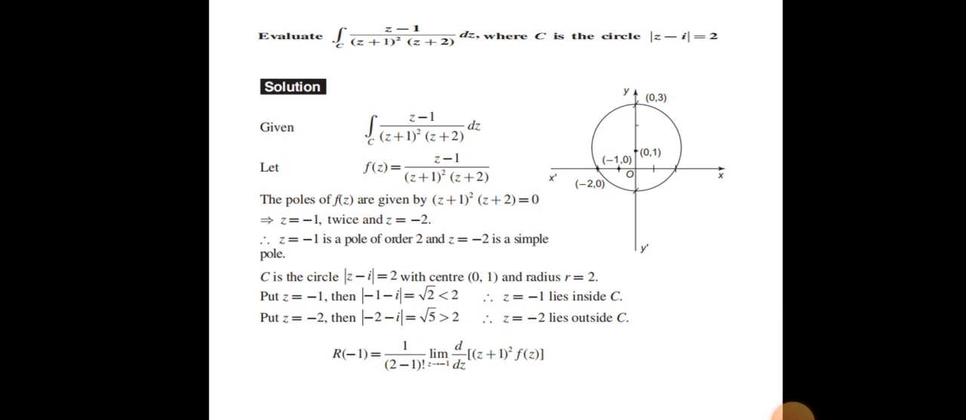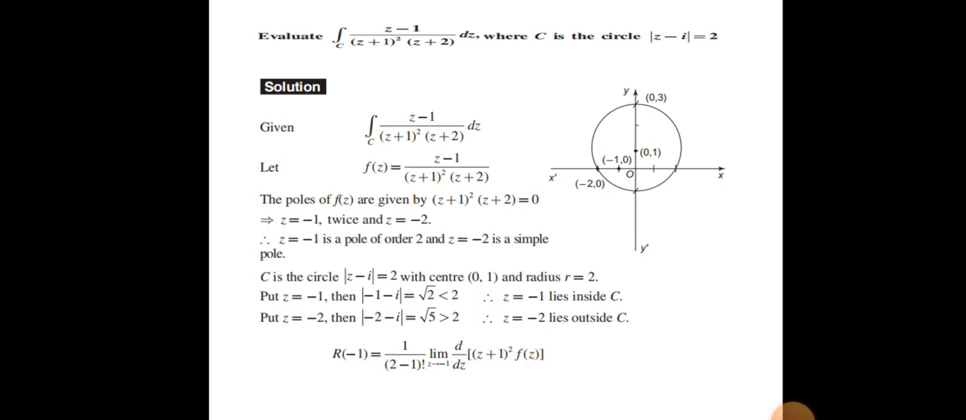Here comes an example for that. Evaluate the integral over C of z minus 1 by z plus 1 the whole square into z plus 2, where C is the circle modulus of z minus i equal to 2. We'll see how to evaluate it using Cauchy's residue theorem. The given function f of z is z minus 1 by z plus 1 the whole square into z plus 2. First step is to find the poles and also the order of the poles.